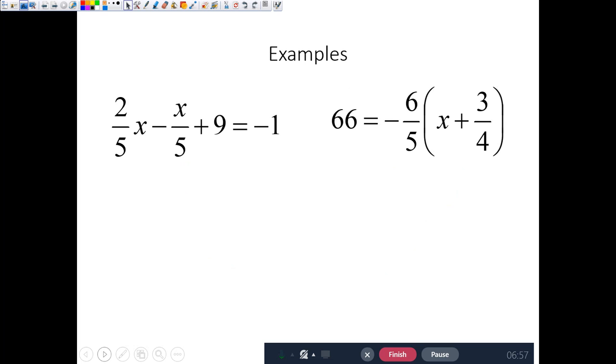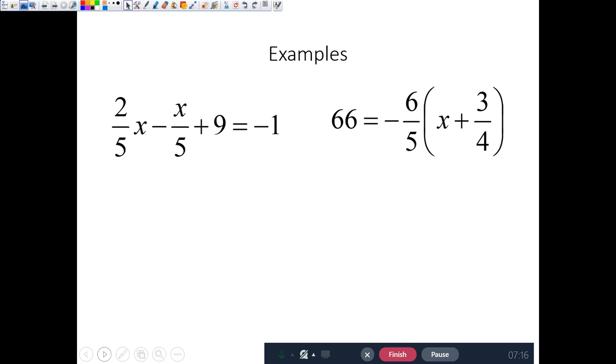Okay, so here, do I have anything to distribute? Do I have a number next to parentheses? No. Do I have fractions? Yes, so I need to multiply by my least common denominator. So I need to find the smallest number that can go into 5 and 5.